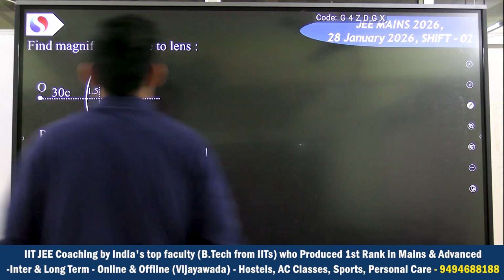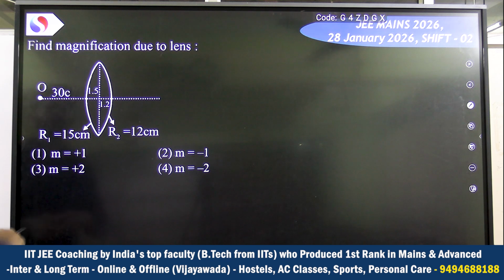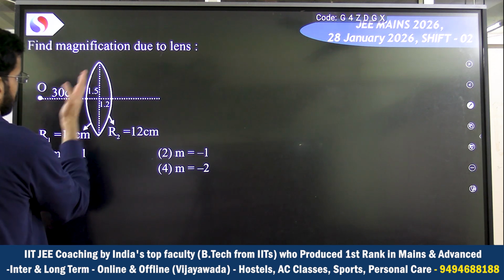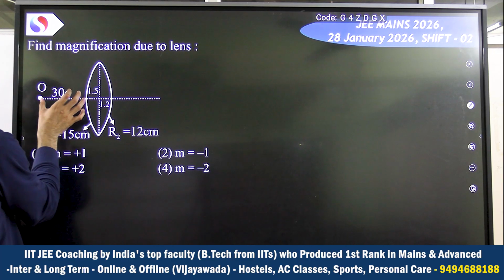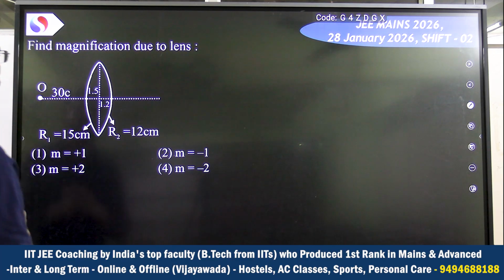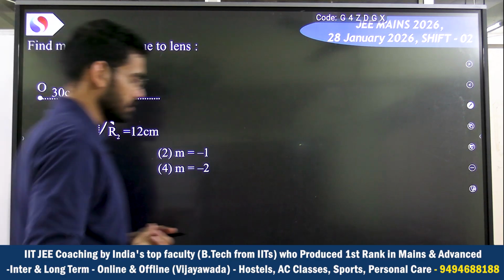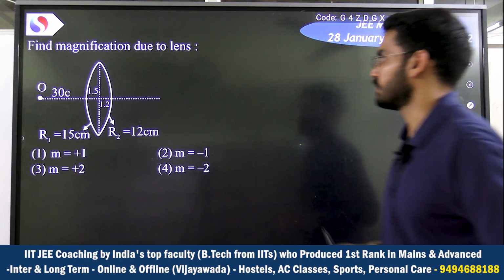Find magnification due to lens. So here is a combination of two lenses. Here refractive index 1.5 and here 1.2. Okay, and 30 centimeter away there is an object, right? He's asking overall magnification, right? So first you get the overall focal length and then you can answer easily, right? So if you get the effective focal length, right?